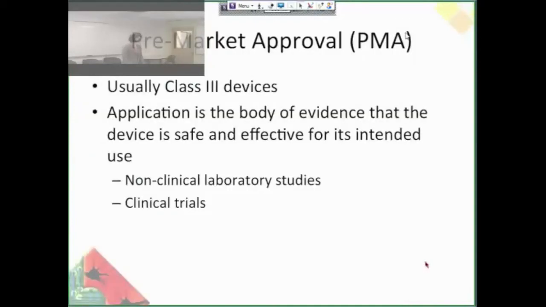Okay. If it is a Class 3 device, you have to do a premarket approval, or a PMA. And this application is the body of evidence that the manufacturer assembles to show the device is safe and effective for its intended use. So you have to do the non-clinical laboratory studies that we just talked about, including proving that it's effective and that it is biocompatible. And you also have to do clinical trials.